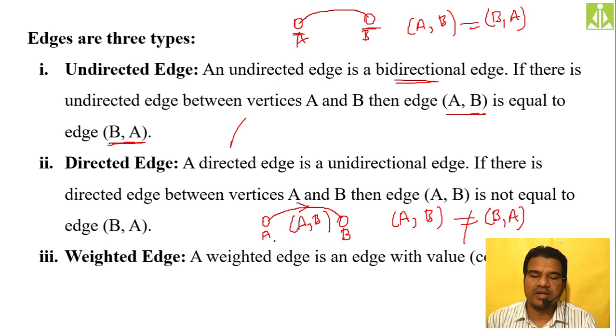Then the weighted edge. Let us assume we are implementing a network topology in computer networks. There we are going to have different computers, different networking devices, and the connections between those devices. So when we do such a topology, we need to know the distance between any two devices, isn't it?